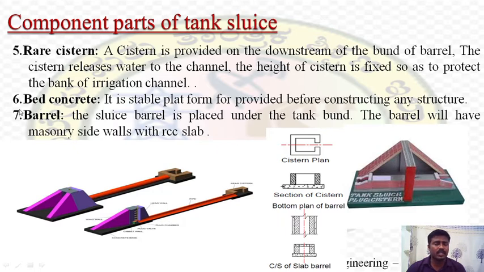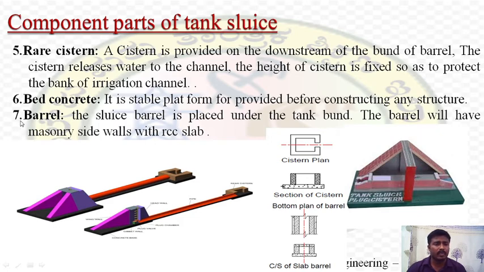Then the next definition, bed concrete. There are various components in a sluice, that is the inlet chamber, gibbet wall, head wall, slab barrel and cistern. For any structure to be stable, they provide bed concrete, a stable platform provided before constructing any structure. Bed concrete is usually 0.5 to 0.6 meter thick. Depending upon the component size, the bed concrete thickness is decided.